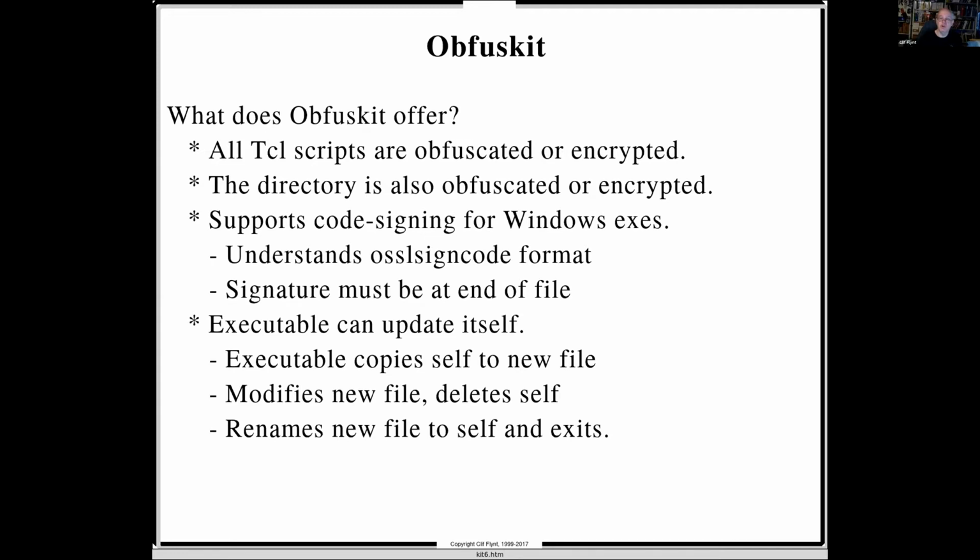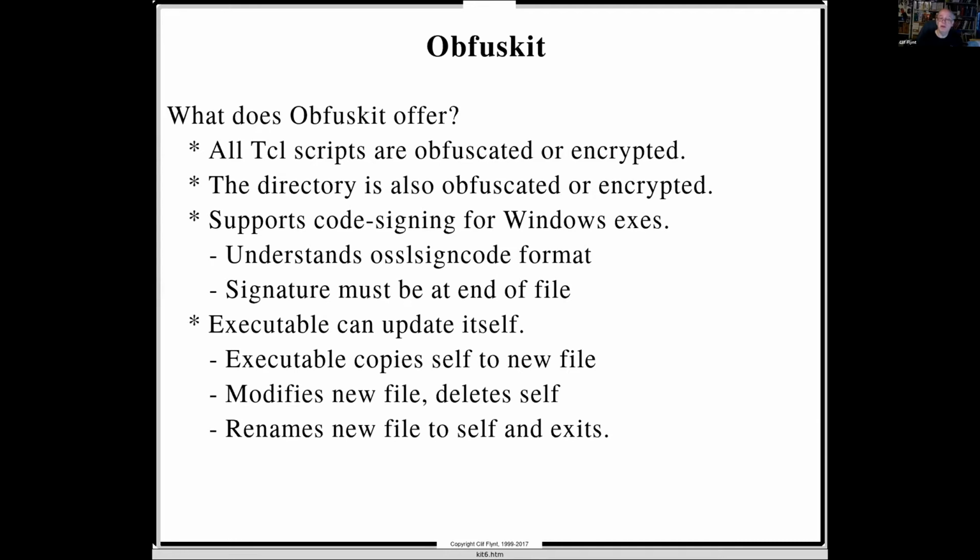It supports code signing. In order to code sign, you have to be able to put a thing at the end of your executable. That's where starkits put a marker. What I did for ObfusKit is that if it can't find its own marker, it looks back the amount of space that an encryption signing certificate takes and looks to see if its marker is there.